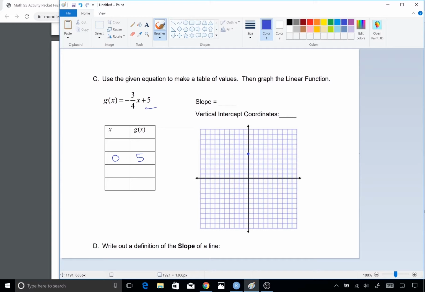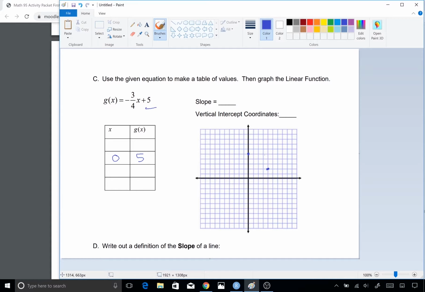Remember that the slope is rise over run. Here, the slope is negative, so it's going to go downward. Instead of a rise, we have a fall. If we go over 4, we go down 3. So if we go over 4, down 3, that brings us to the point (4, 2).